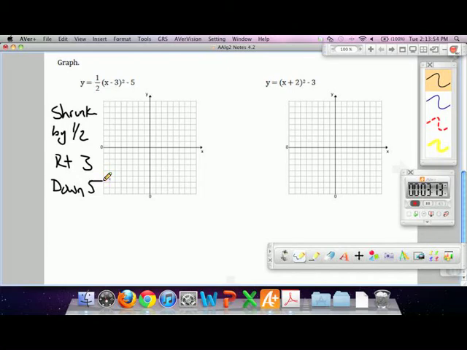Recall that the original function starts at (0, 0). Goes up to over 1, up 1, over 2, up 4, over 3, up 9, and mirrored. This 3 squared is 9. This is the original function. So if we want to apply these changes to get our new function, let's first find the vertex. Right 3, down 5. Right 3, down 5 is our new vertex.